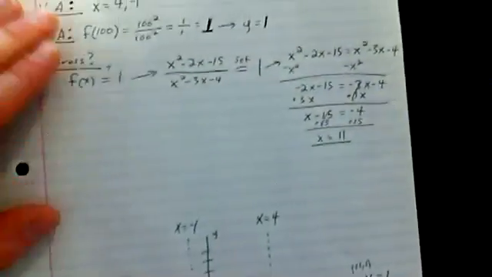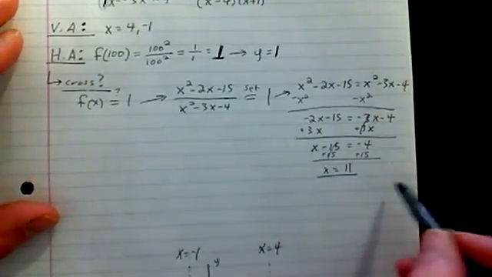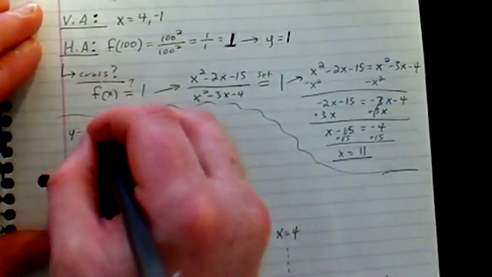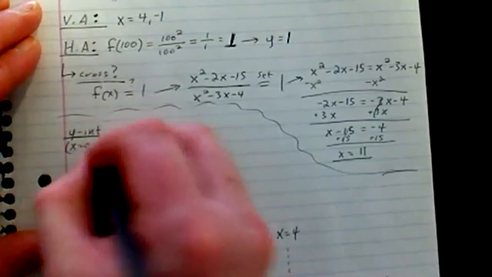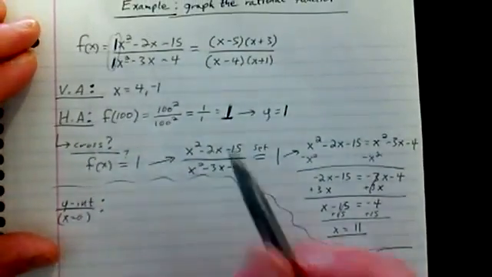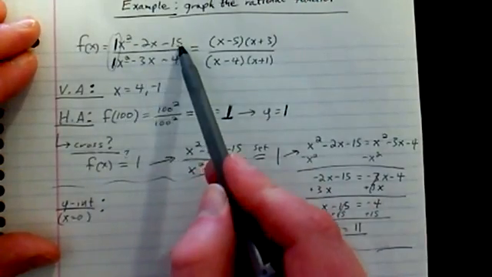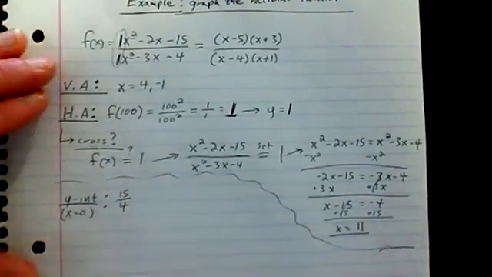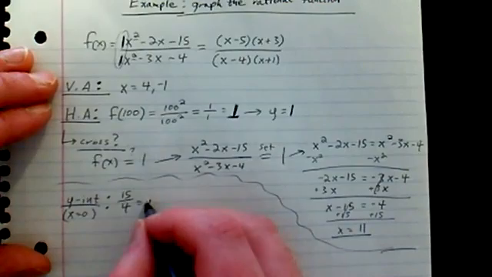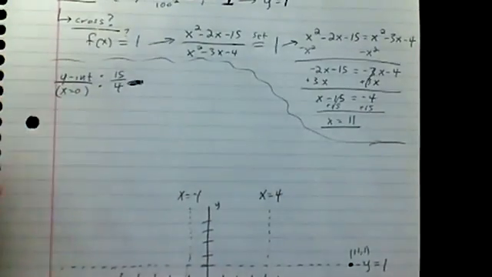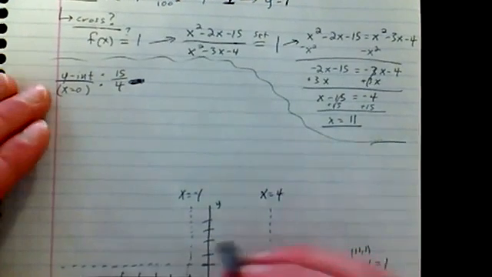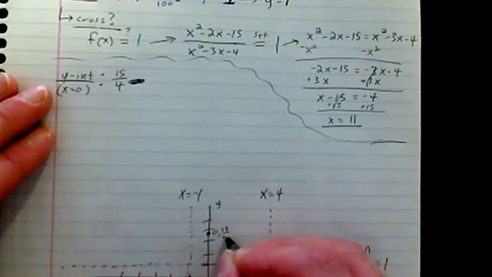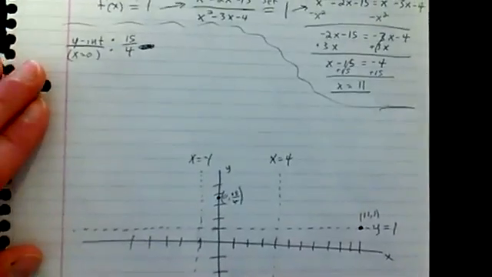Okay, so we did all that hard work with the horizontal asymptote. What else do we want to check? Well, we also want to check our y-intercept. That's when x is equal to 0. So you look at our function. If I plug in 0 for all of these, I'm left with negative 15 over negative 4, or 15 over 4. Okay, so 0 comma 15 over 4, that's almost equal to 4. 0 comma 15 over 4, right there.